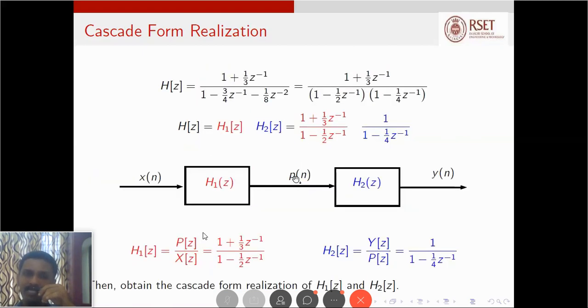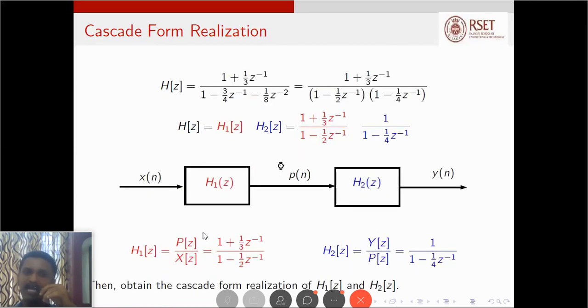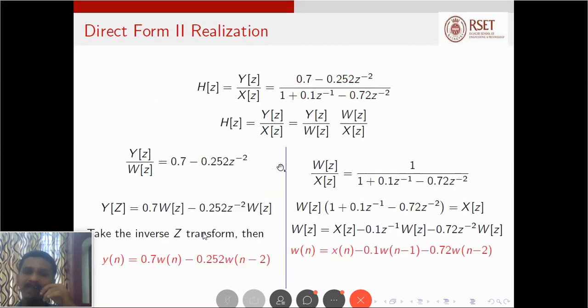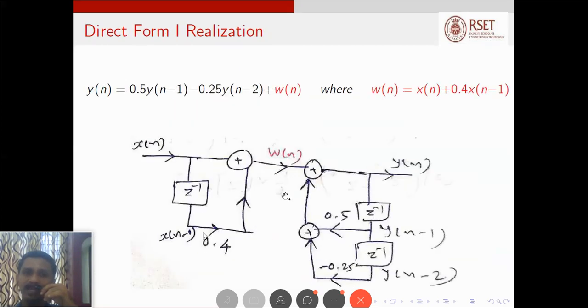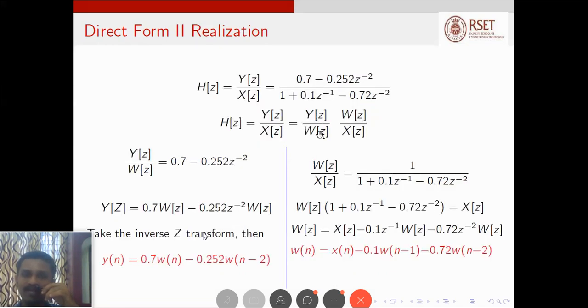That h1 of z is equal to P of z by x of z. So I write P of z by x of z as P of z by W of z into W of z by x of z. Similar to the direct form 2 realization. In the case of direct form 2 realization, I wrote y of z by x of z as y of z by w of z into w of z by x of z.